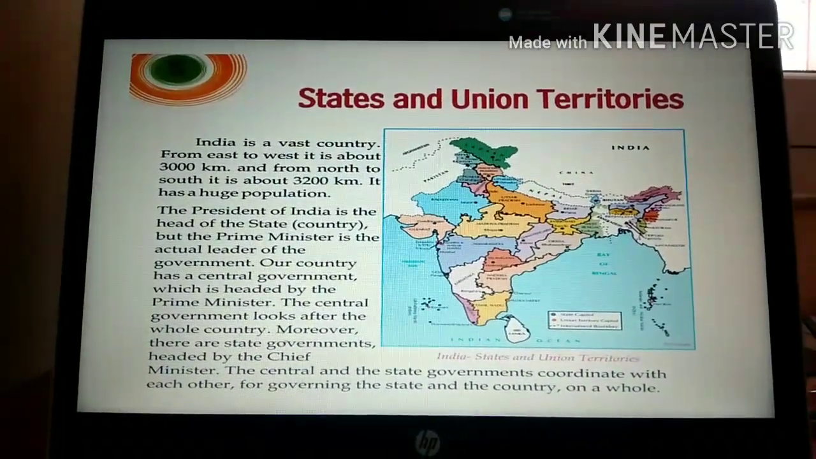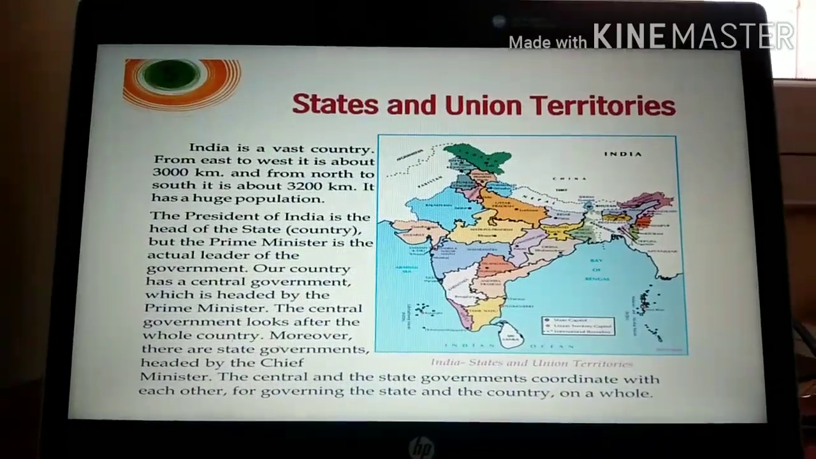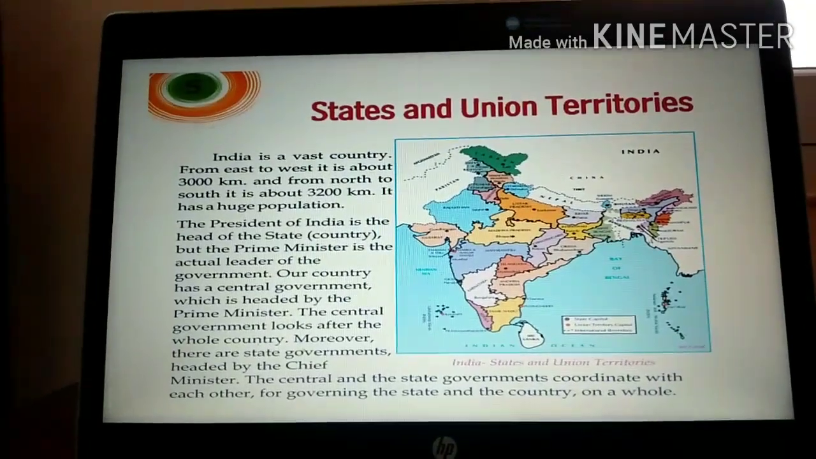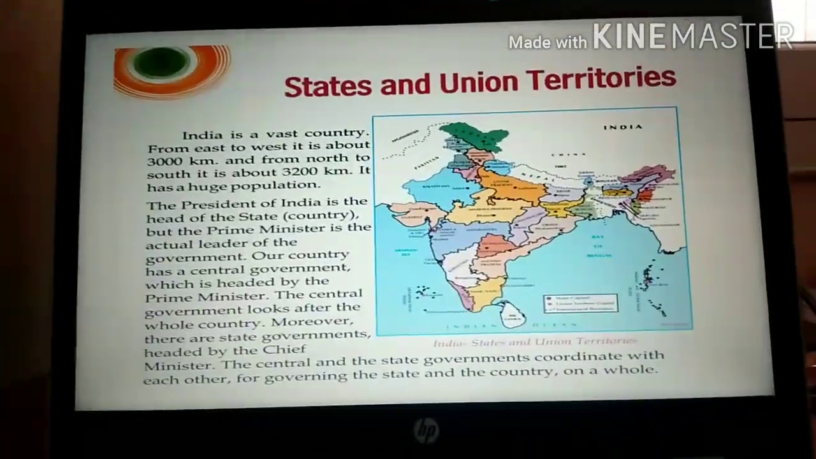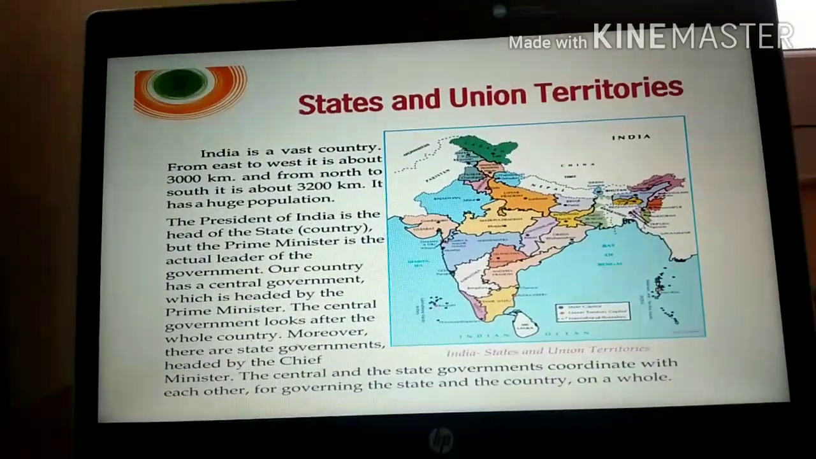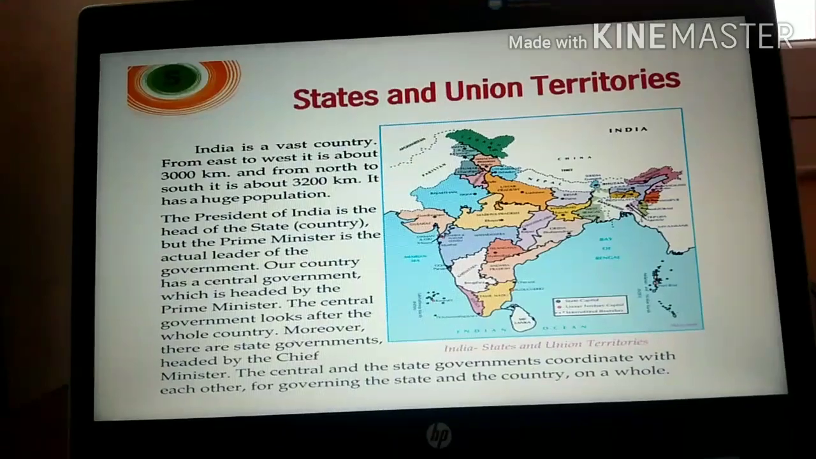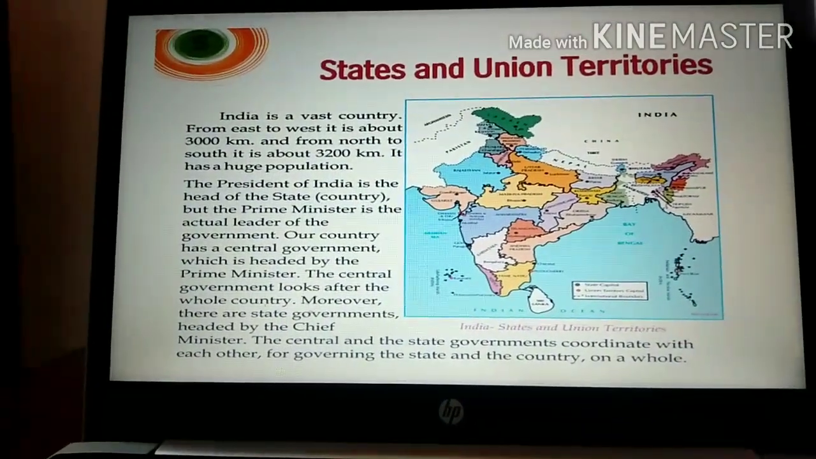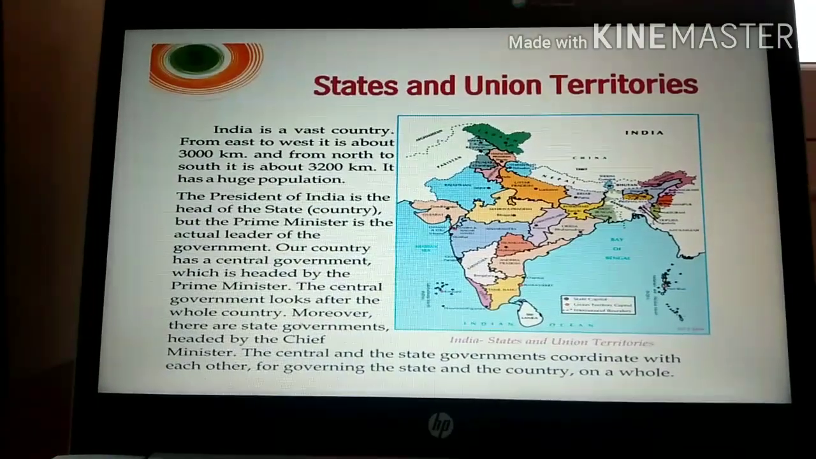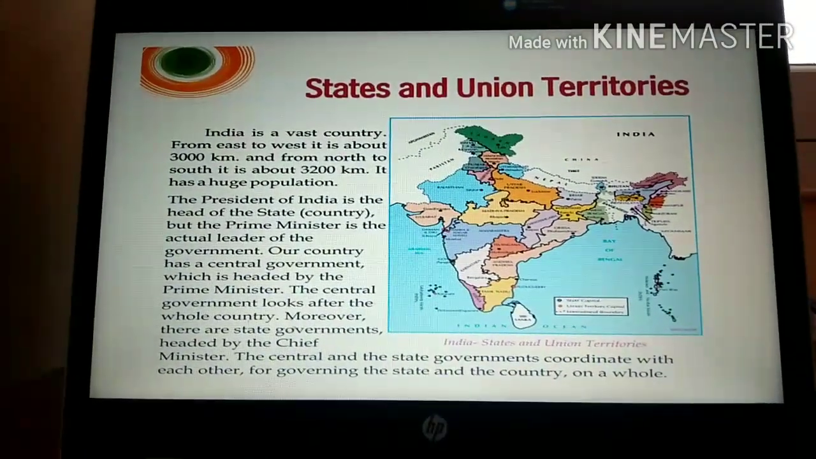The President of India is the head of the state, but the Prime Minister is the actual leader of the government. Our country has a central government which is headed by the Prime Minister. The central government looks after the whole country. Moreover, there are state governments headed by the Chief Minister. The central and the state governments coordinate with each other for governing the state and the country. Children, let me repeat.